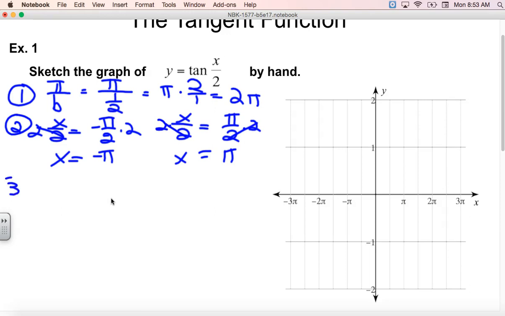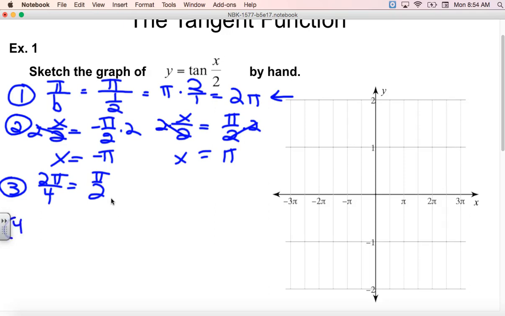All right, then the third step is to do what we normally do. We take the period, right, which is 2 pi, and divide it by 4 to figure out the distance between our 5 key points. So that gives us pi over 2. All right, so the distance from our first key point to our second one is pi over 2.